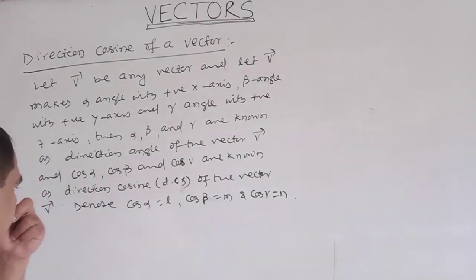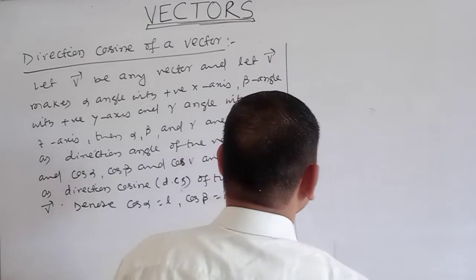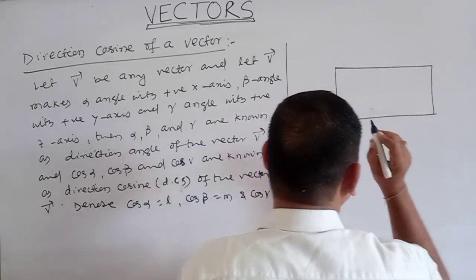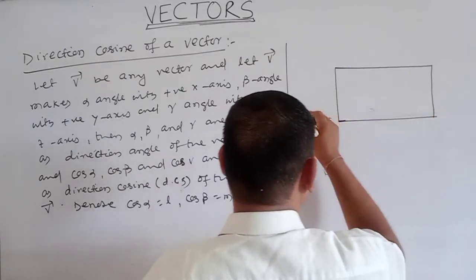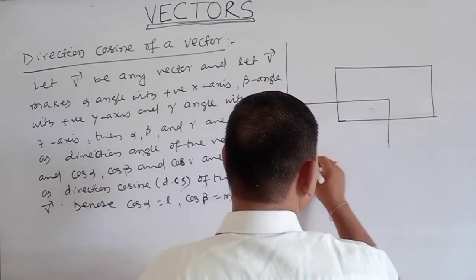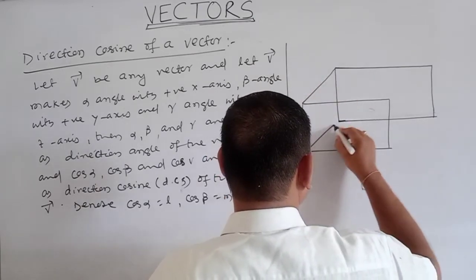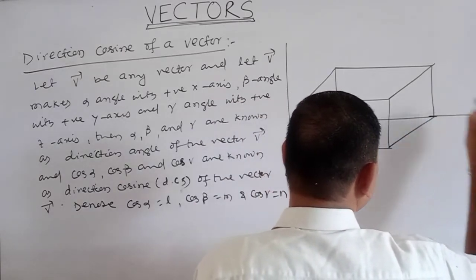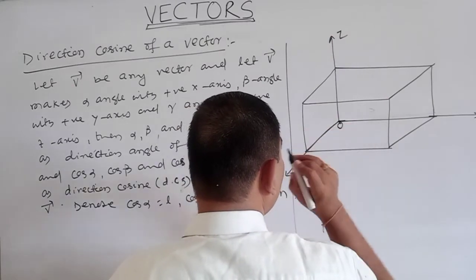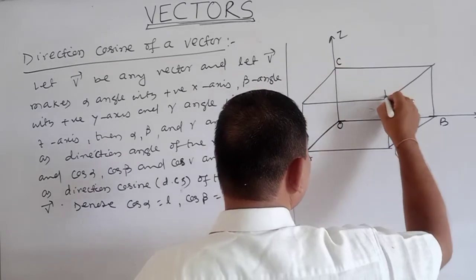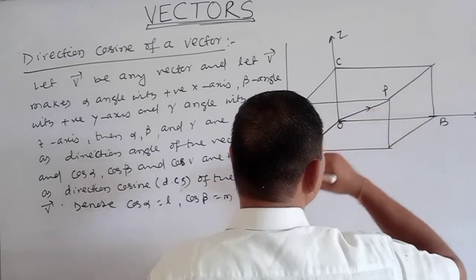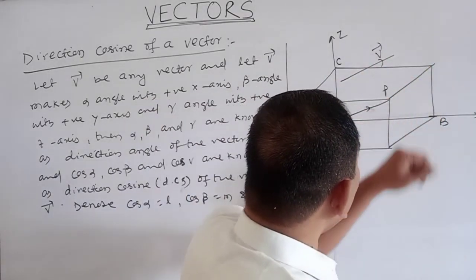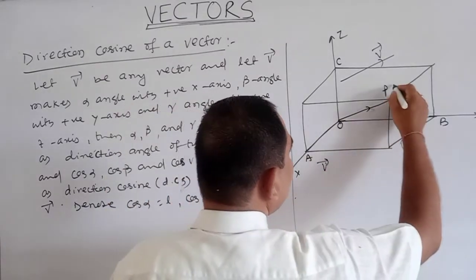Okay, look, this is x axis, this is y axis and this is z axis. This is origin O, this is point A, this is point B, this is point C and this one is P. Okay, this is OP vector. Suppose this is V vector, so V vector is parallel to what? OP vector.